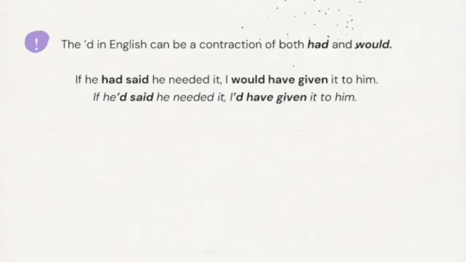Finally, something that we have to take into account when using the conditional perfect is that the apostrophe D in English can be a contraction of both had and would. For example, in this sentence we have, if he'd said he needed it, I'd have given it to him. As we can see, we contract the had said with the apostrophe D, and in the same way we contract the would have with the apostrophe D.